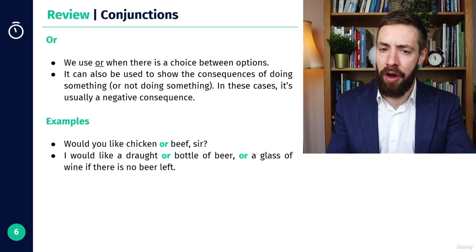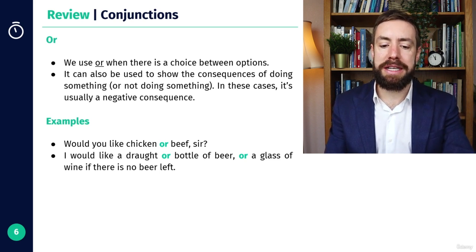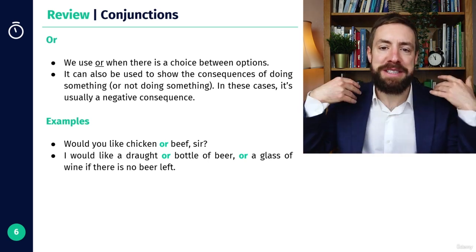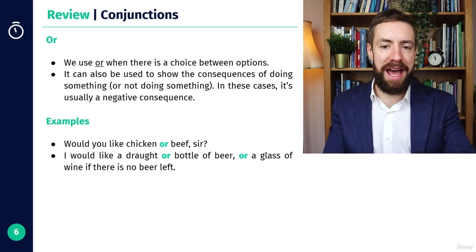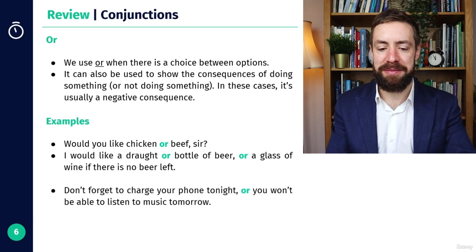If we didn't have a comma, we would read it like, "I would like a draft or bottle of beer or a glass of wine if there is no beer left." It would be like we're just vomiting words. So that's not good. We want to organize our writing better, make sure our grammar's really correct.